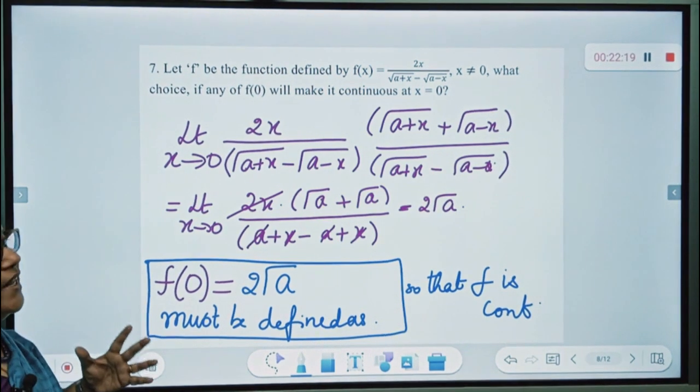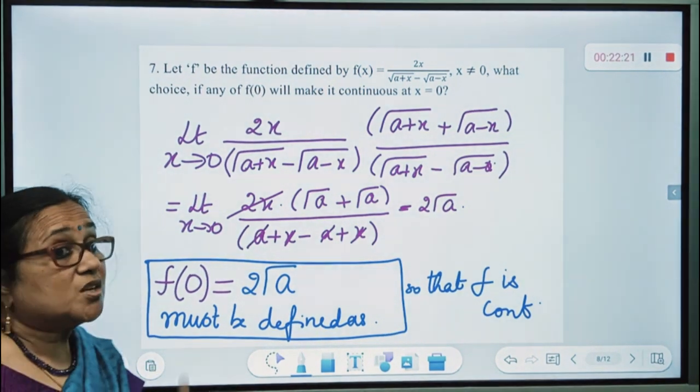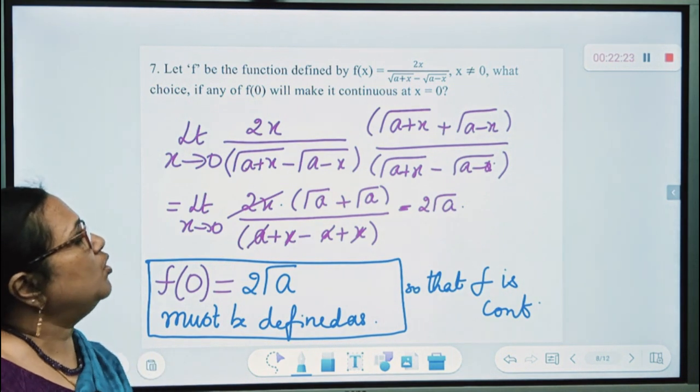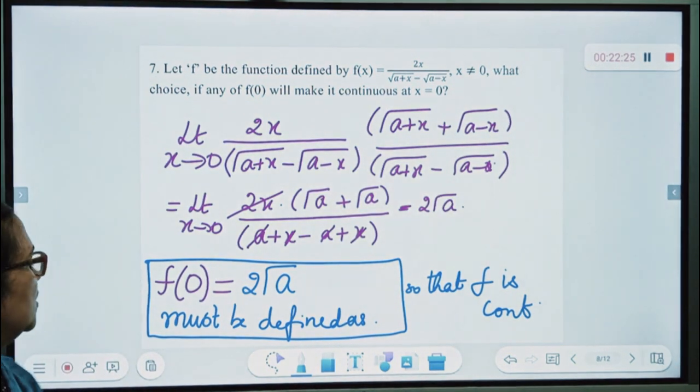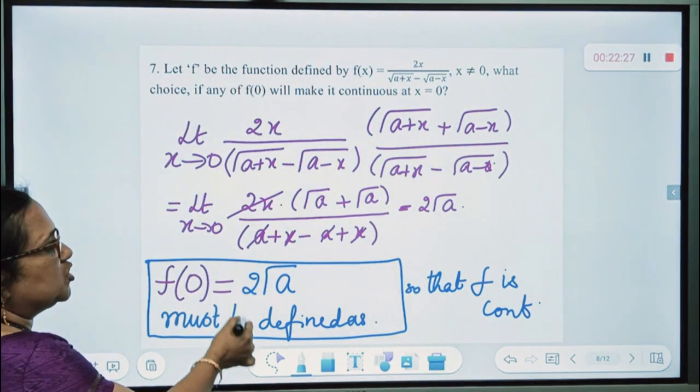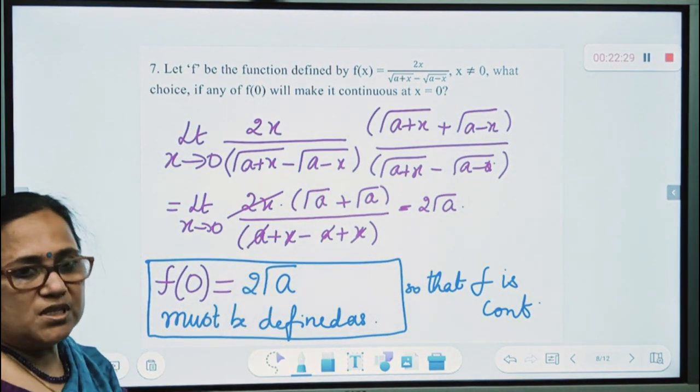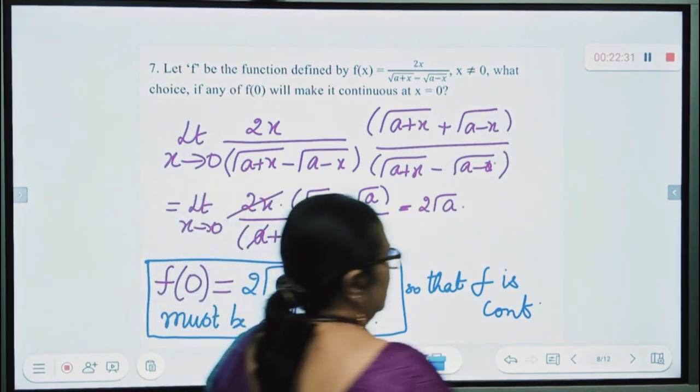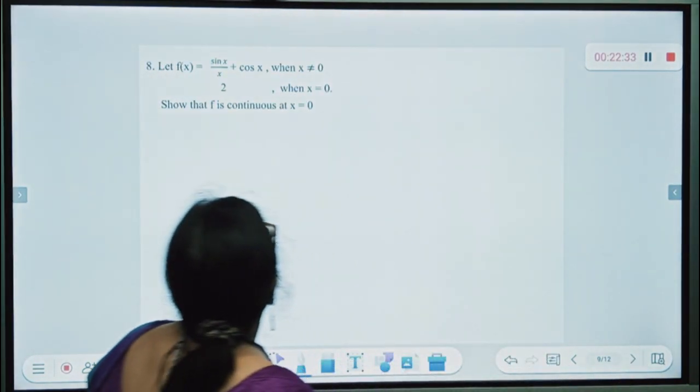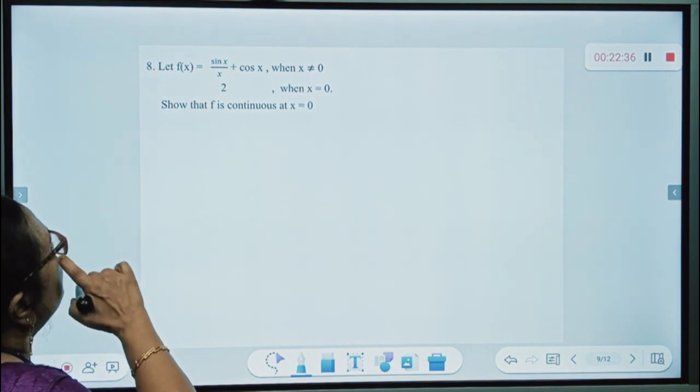So here there's a difference in the question. Here he is asking you to define f of 0 so that the function is continuous. So we have defined f of 0 as 2 root a so that the function is continuous. This is a very simple sum.